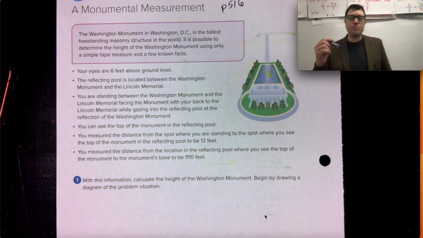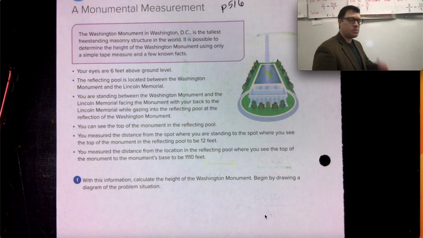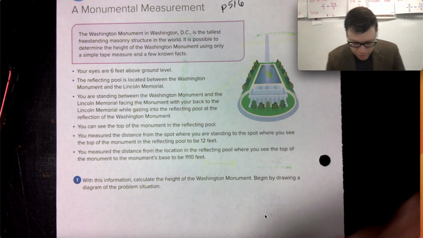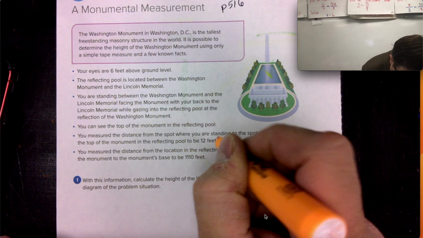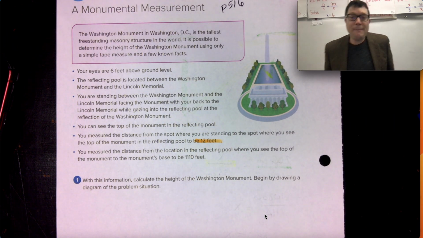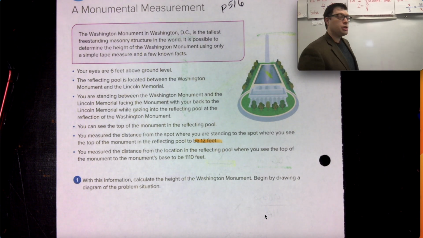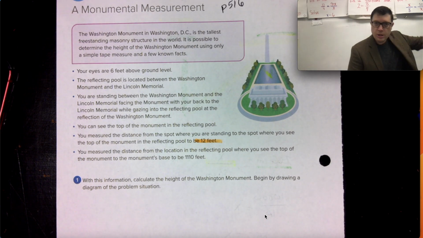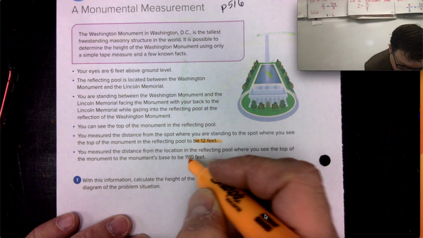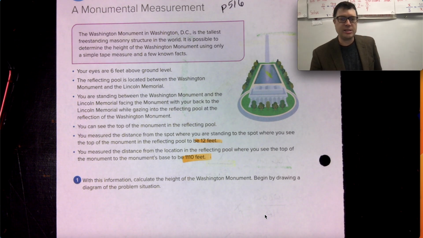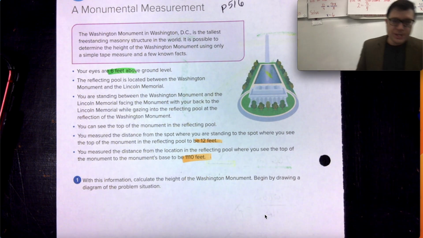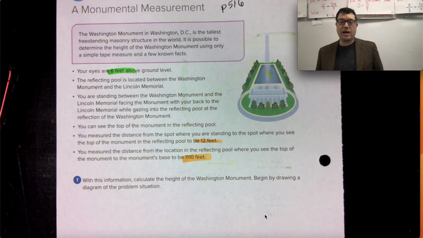I've measured the distance from the spot where I'm standing to the spot where I see the top of the Washington Monument in the reflecting pool, and it happens to be, green for height, 12 feet. I'm measuring the distance from my location to the reflecting pool. I also happen to know that the distance from the reflecting pool to the Washington Monument is 1,110 feet. With this information, I should be able to calculate the height of the Washington Monument.